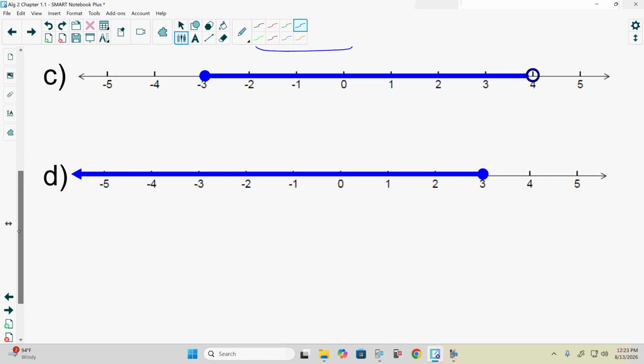Let's look at C and D. For C, they didn't give us an interval or an inequality, but we still need to write the interval. Is this bounded or unbounded? Do we have 2 endpoints or 1 endpoint? 2, so it's going to be bounded, yes? And we know those 2 endpoints are -3 and +4.